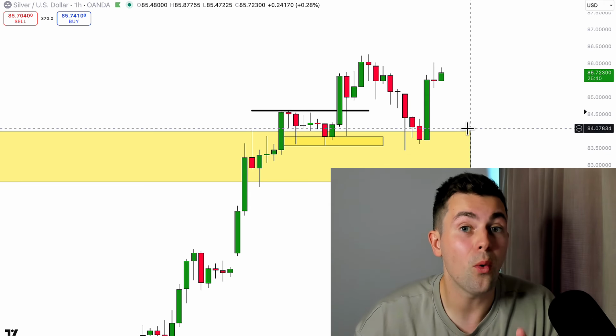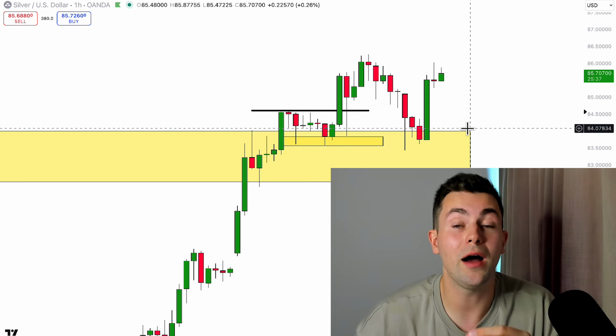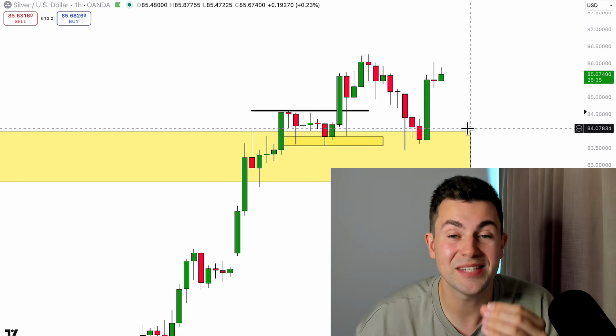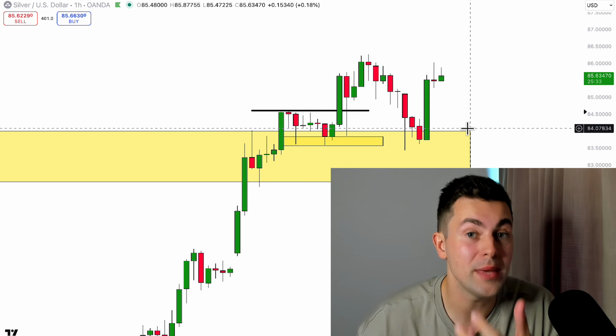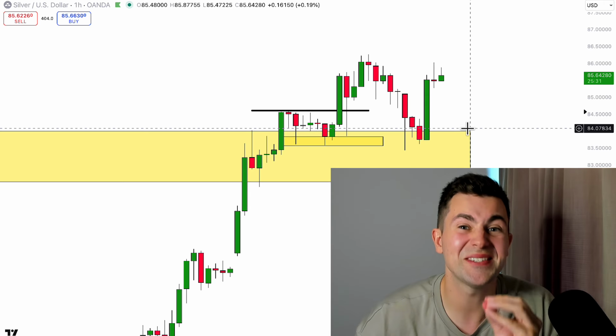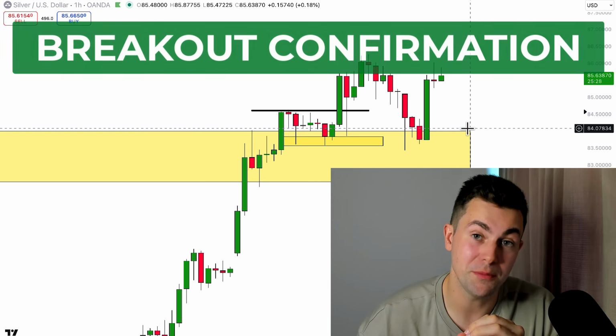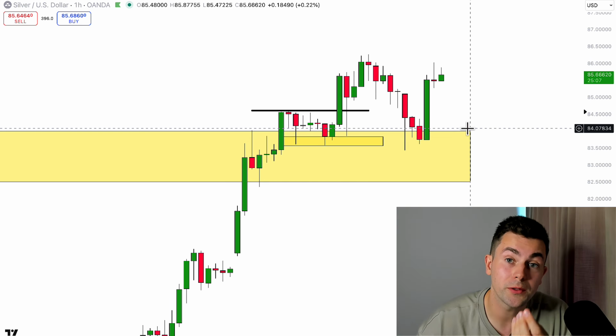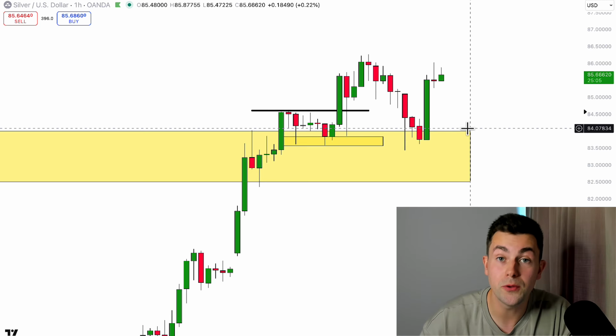The occurrence of a bullish break of structure after a breakout and the consequent retest of a major resistance provides the breakout confirmation. After a break of structure has occurred, you should draw your brand new support.